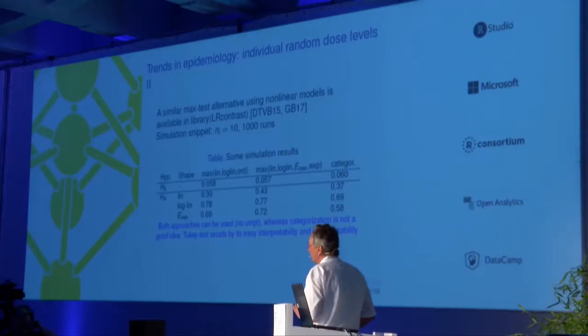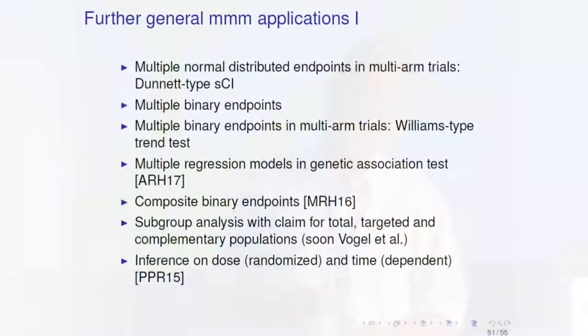If you are intended to interpret, maybe not so bad. Okay. More than these applications for multiple marginal models, we are able to have multiple normal-distributed endpoints in multi-arm trials. We can analyze easily multiple binary endpoints, again, in multi-arm trials. This is very interesting.